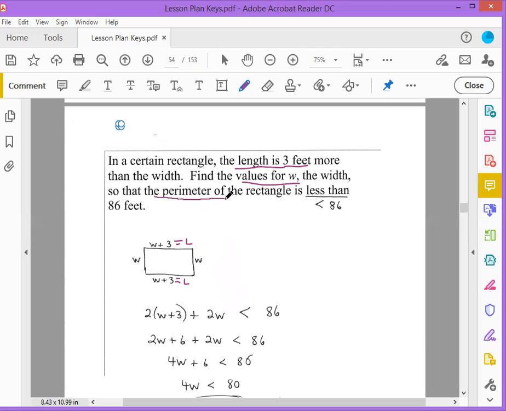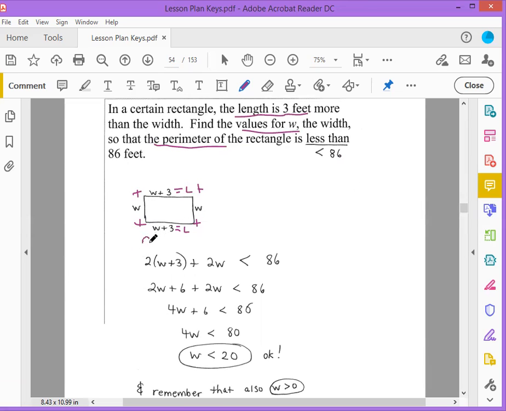You're told that the perimeter of this rectangle is less than 86 feet. So to get the perimeter, we add all 4 of the sides, and we're just going to write an inequality and make it less than, using the less than symbol, 86. So here we have 2 times our length plus 2 times our width. That's our formula for the perimeter of a rectangle. Our length is w plus 3, so we substitute w plus 3 for L. So that's 2 times w, which gives us 2w. 2 times 3 gives us 6, plus 2w. Carry down our less than symbol and 86.